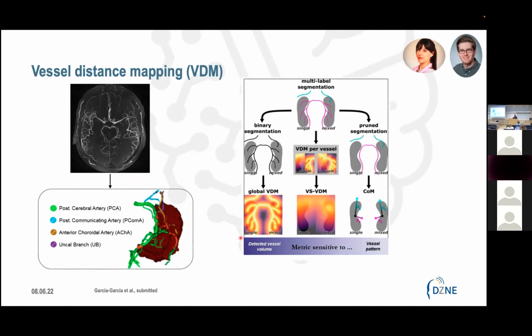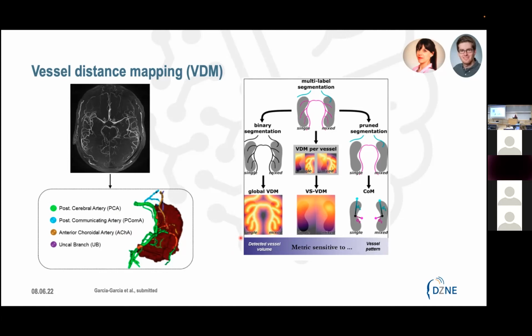But there's global VDM, which basically looks at single voxels of the hippocampus and how far they are from their closest vessel, irrespective of which vessel it is. And then to obtain one measure for an individual, we just take the mean across the whole hippocampus. VSVDM, or vessel-specific VDM, looks at the distance of the hippocampal voxels to the specific vessel, so to the PCA and to the ACHA, and then combines that in something like an average.